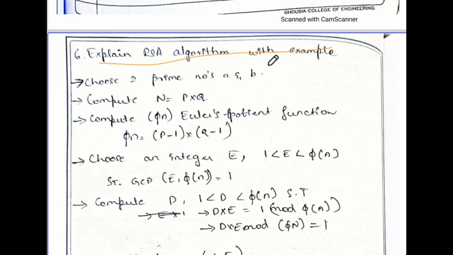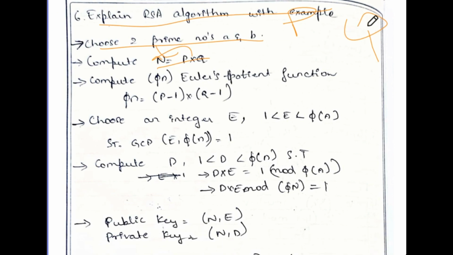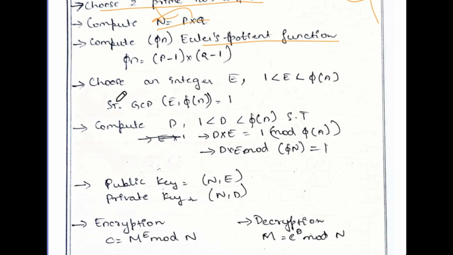Explain the RSA algorithm with an example. Choose two prime numbers P and Q, and multiply them and store the result in N. We have to compute Euler's totient function phi of n, which is equal to (P minus 1) star (Q minus 1).